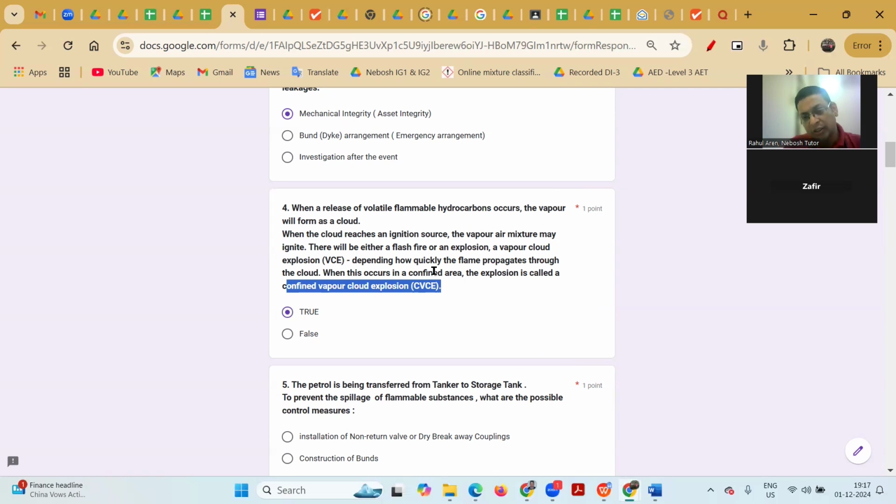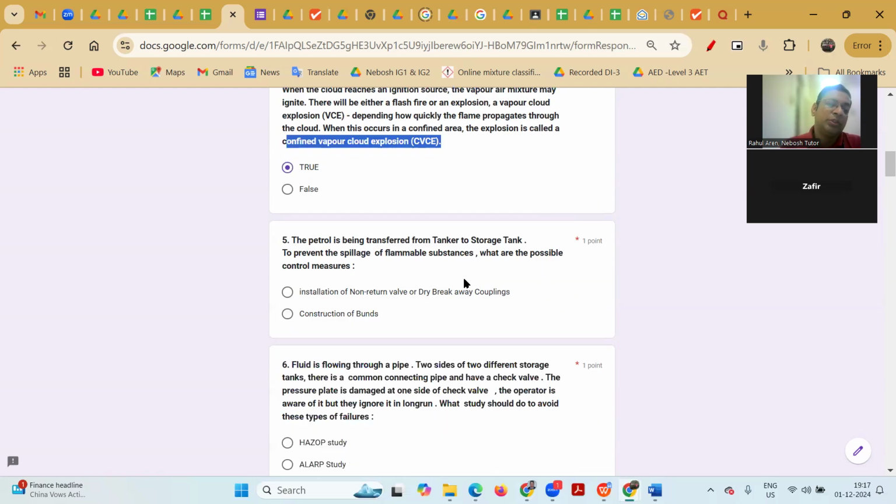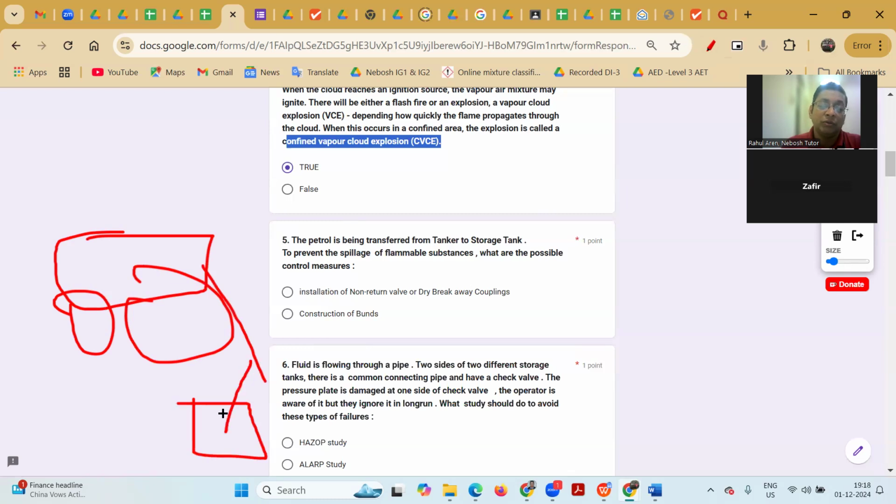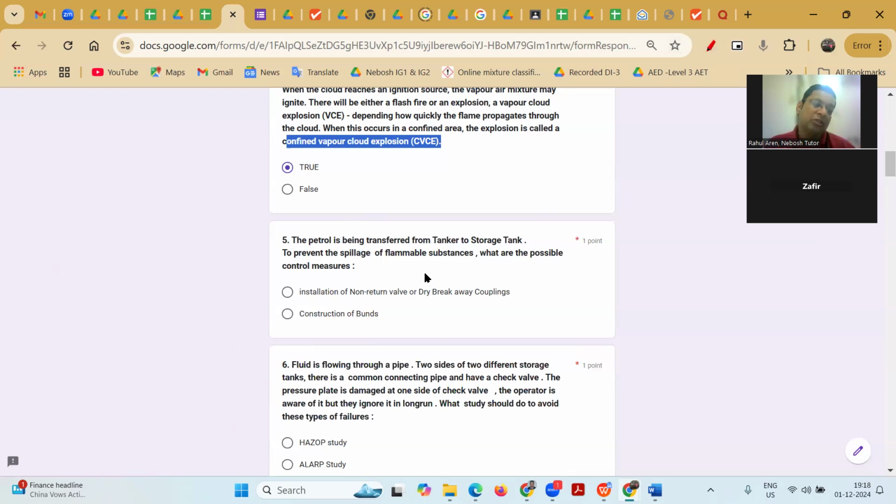So this statement is correct about the confined vapor cloud explosion. Petrol is being transferred from a tanker to a storage tank. To prevent the spillage of flammable substances, what control measures are possible? The tanker is carrying fuel, and we are transferring that fuel to the storage tank.